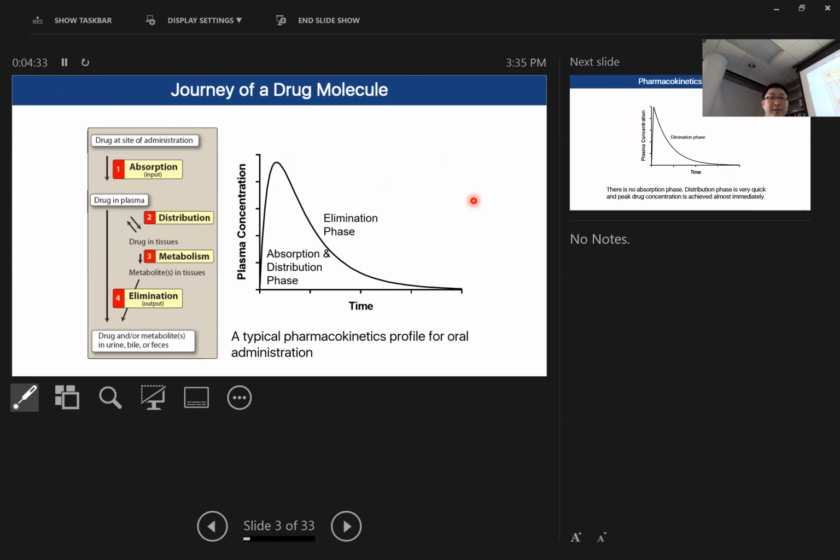Okay, but you guys can always stop me if you have questions. This is what we call the journey of a drug molecule, and everyone in the group has heard about ADME, right? Absorption, distribution, metabolism, elimination. This is the ADME. So basically, this is a general pharmacokinetics curve for an oral drug. You give the drug, you have this oral absorption process, and then it gets distributed and eliminated. This is generally what you observe for an oral drug.